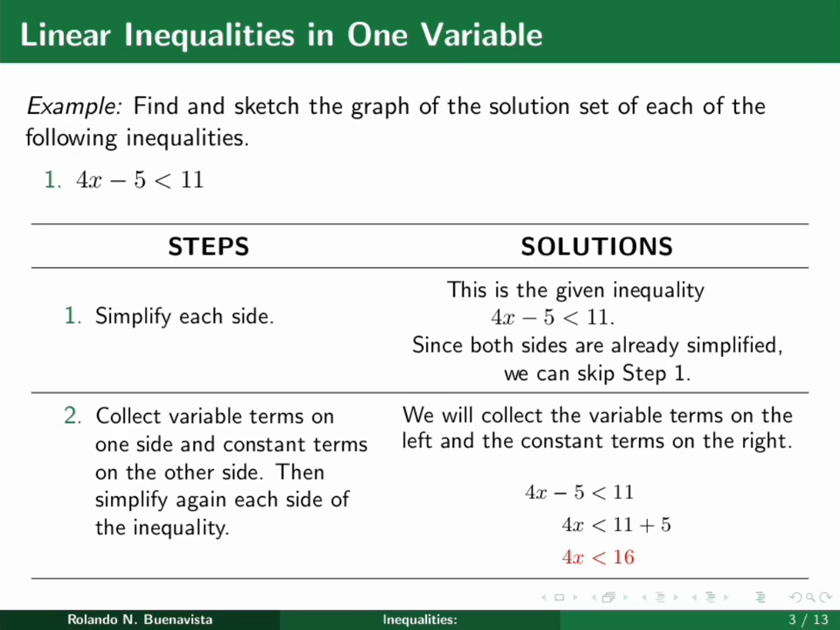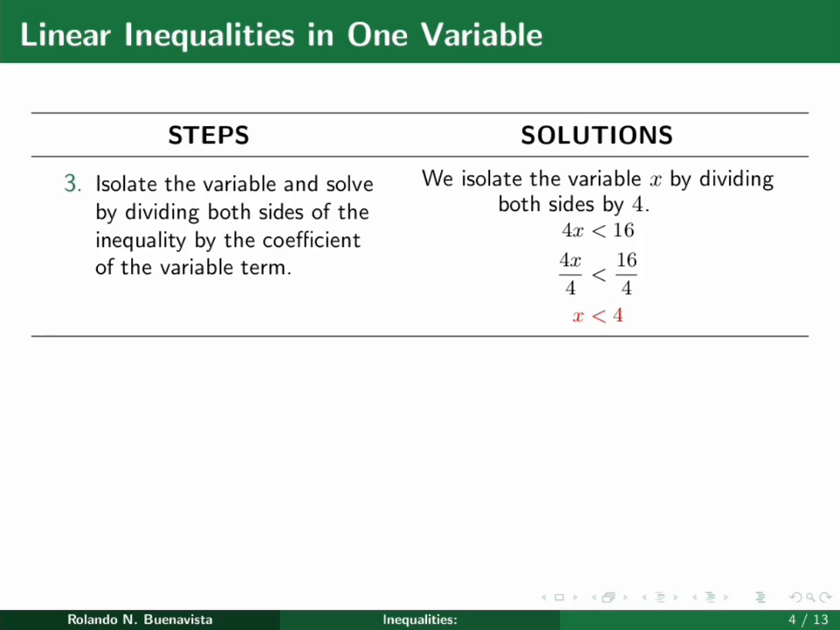So to do this, we will collect the variable terms on the left side and constant terms on the right side. Basically, we just add positive 5 to both sides of the inequality, then we obtain positive 4x less than 11 plus 5. Simplifying, we have positive 4x less than 16.